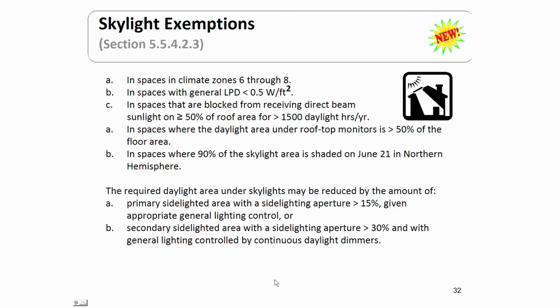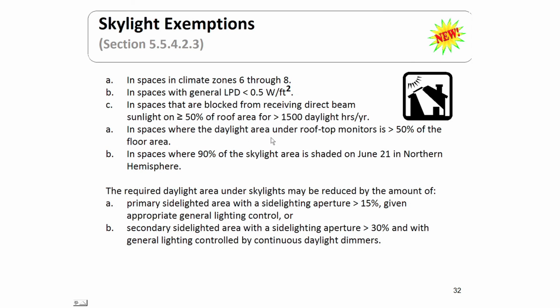There are exemptions to the skylight requirement. First of all, it's exempted in the northern zones 6 through 8. If you have a very low lighting level requirement, that's this number here, LPD, in the space of 0.5 watts per square foot or less. If your space already is blocked from receiving sunlight on at least half of the roof for 1,500 hours per year, that would be exempt.